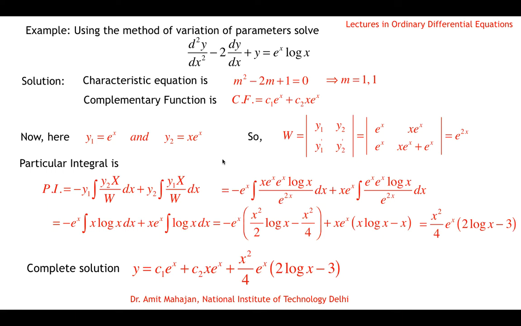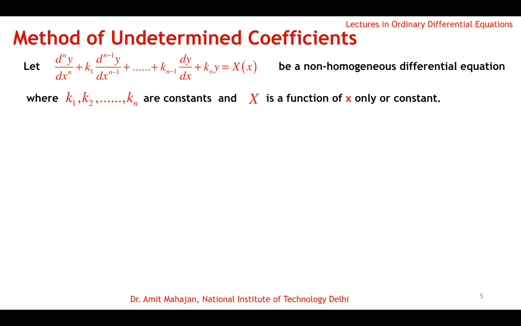Okay, the second method is the method of undetermined coefficients. For this method, let there be a differential equation of nth order which is non-homogeneous and with constant coefficients. The highest derivative is nth, and k1, k2, kn are all constants. The right hand side makes it non-homogeneous. And now the method is the method of undetermined coefficients.